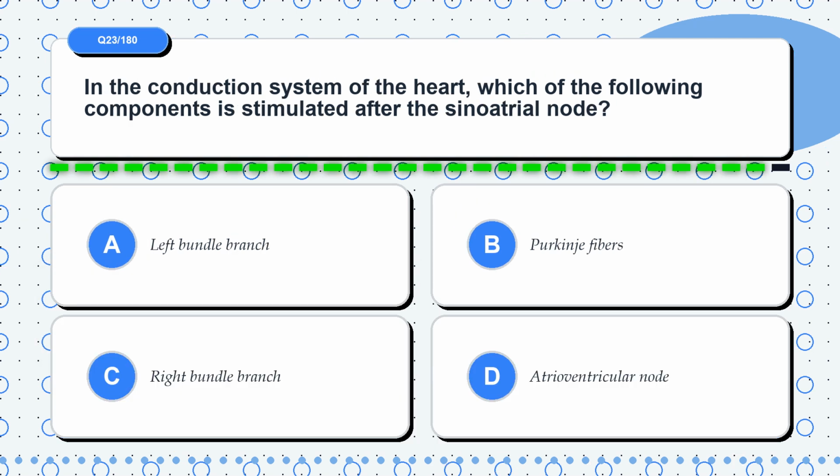Question 23. In the conduction system of the heart, which of the following components is stimulated after the sinoatrial node? Here are the options. Option A, left bundle branch. Option B, Purkinje fibers. Option C, right bundle branch. Option D, atrioventricular node.